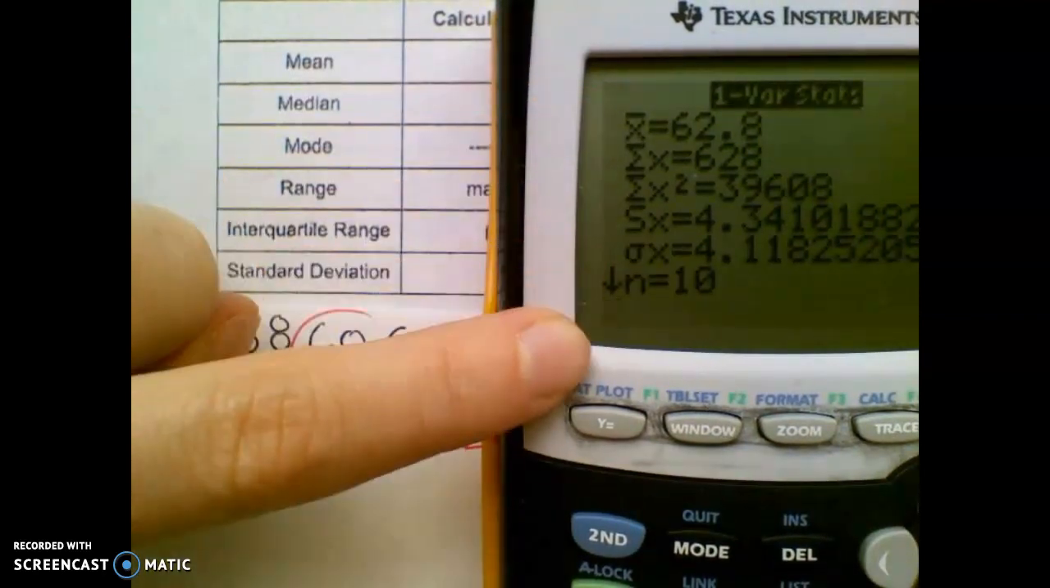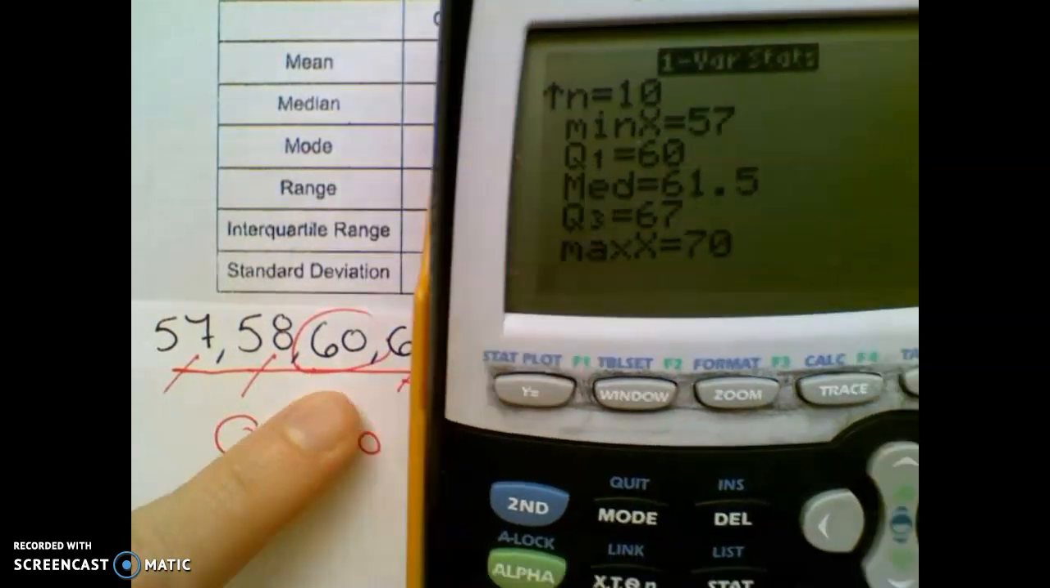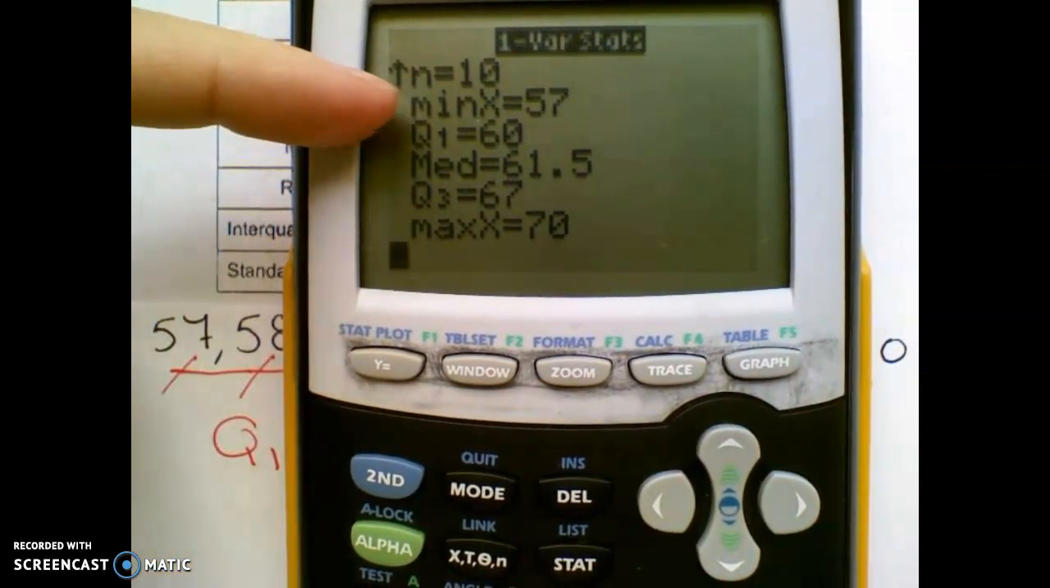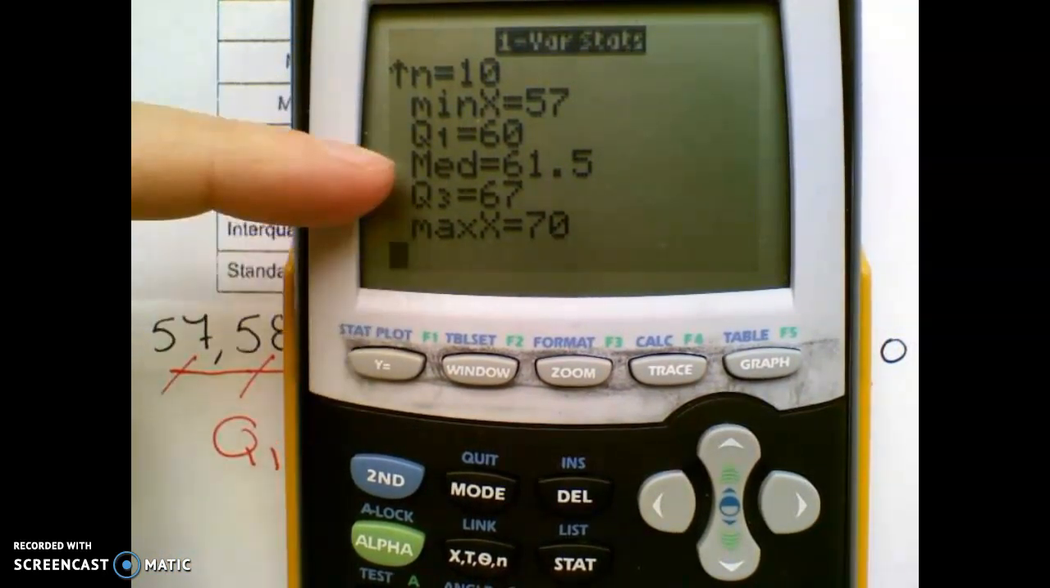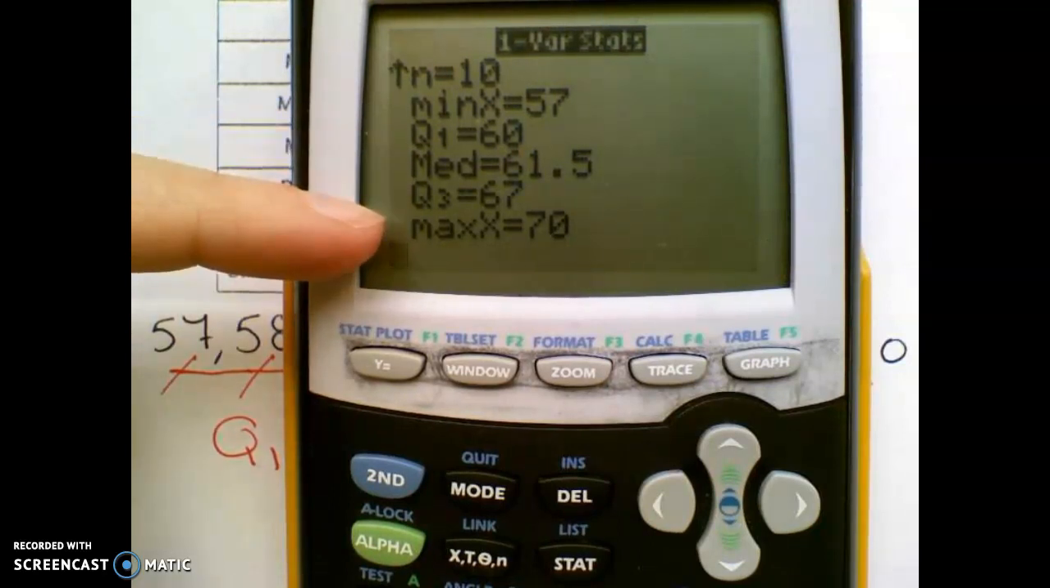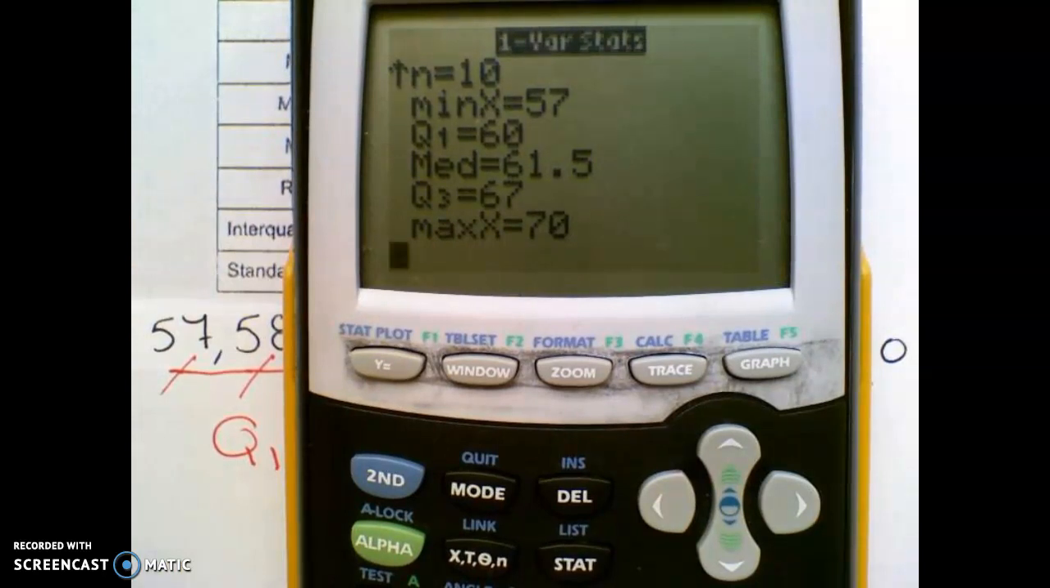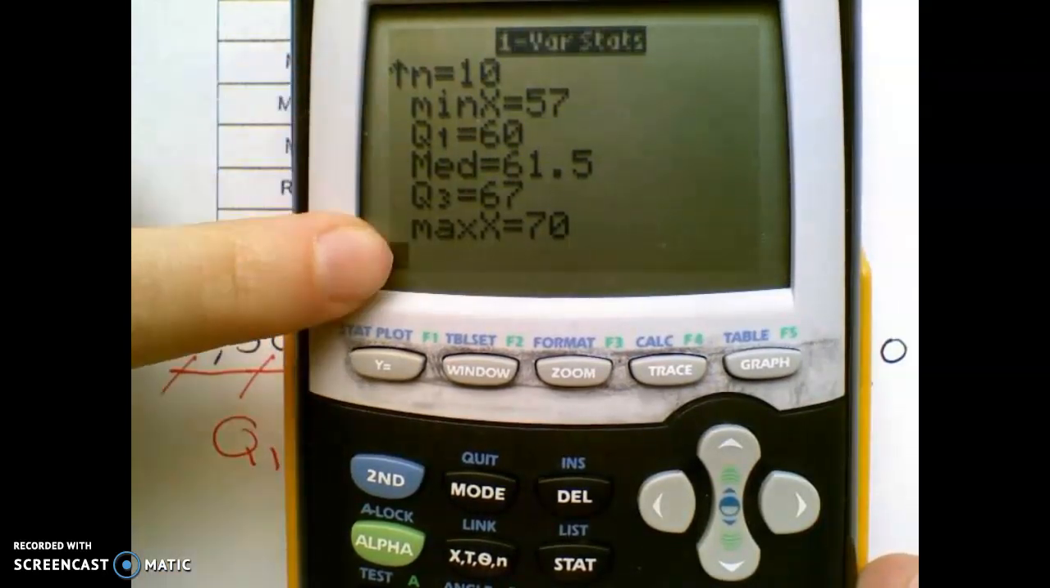Median. To find the median, you've got to scroll all the way down. And down here, you're going to talk about box and whisker plots tomorrow. It gives you your lowest value, your highest value, your median, Q1 and Q3. You can calculate all this without the calculator, but obviously I just typed in my data points and did it in 1 second, but it didn't take very long on our own either. Minimum value 57, max 70.